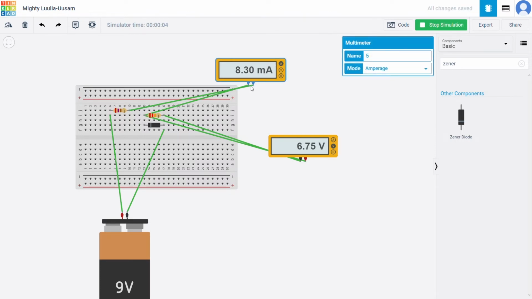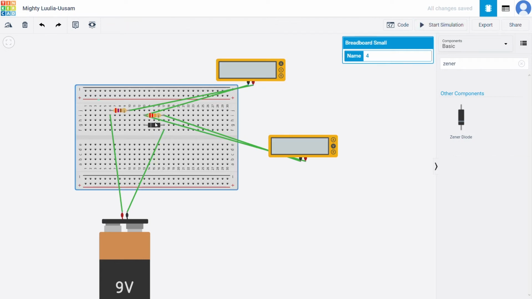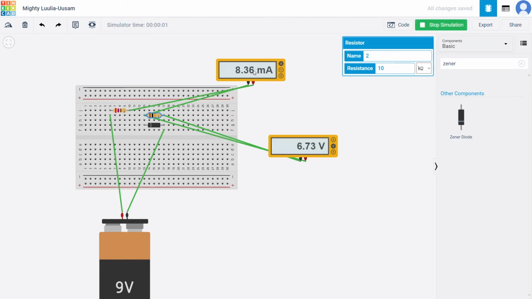This is the result of this experiment. And the next one, we change this 22 kilo ohm to 10 kilo ohm, and this is the result. And then in the same circuit we change the same resistor to 1 kilo ohm. This is the result.